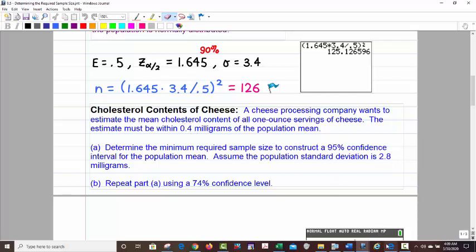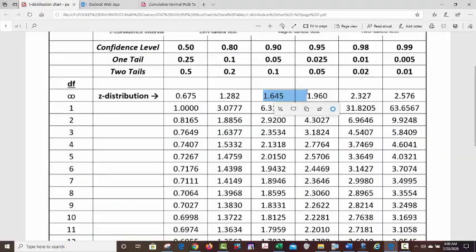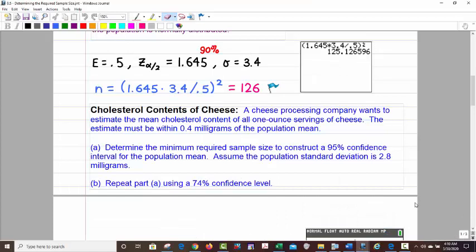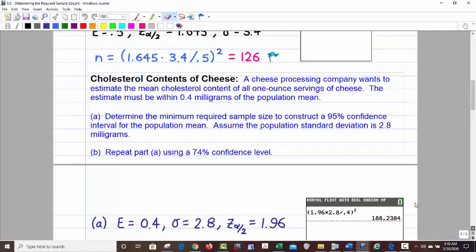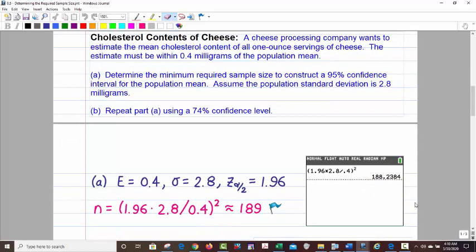Now we need the number that represents 95%. Right here on the top row, 1.96. So all we have to do is 1.96 times that standard deviation of 2.8 divided by 0.4, then we square all of that. And 188.23 and so on. It doesn't matter whether I use the approximately sign or the equal sign. We still want to say the answer is 189.